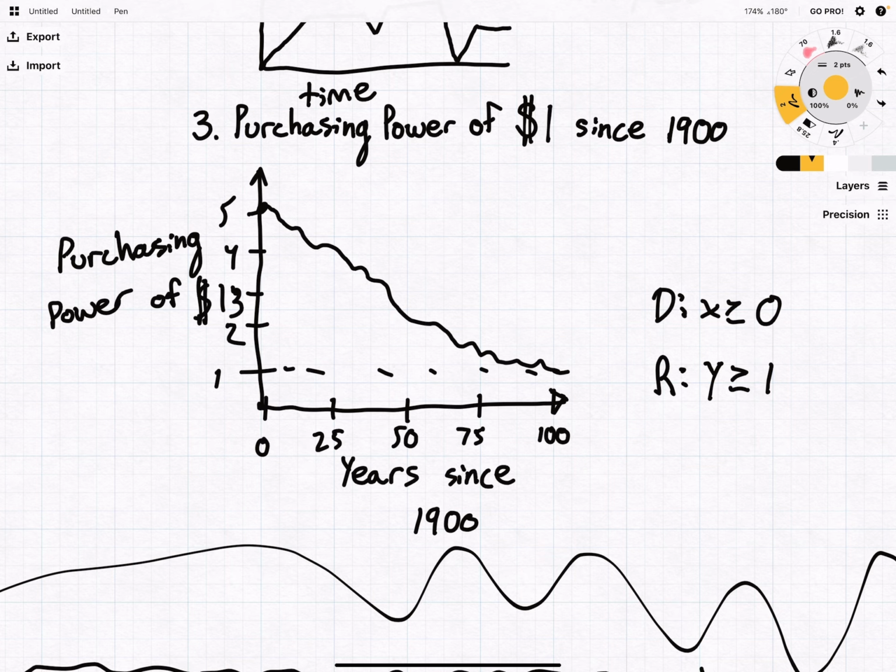The reason it doesn't go to 0 is because right now the dollar still has value, and you can still get something for $1. So that's the reason why I don't have it going all the way to 0. That's the reason why the range here is greater than or equal to 1, because it's not completely worthless. So you can still get quite a lot with a dollar. Well, or at least with dollars in general, right? Anyways, that's it for that one.